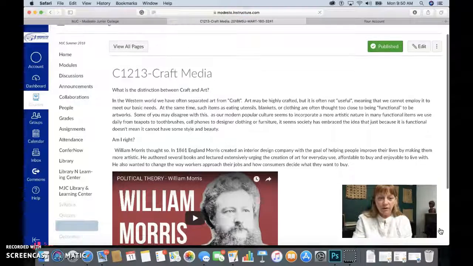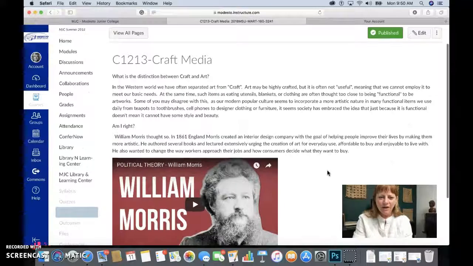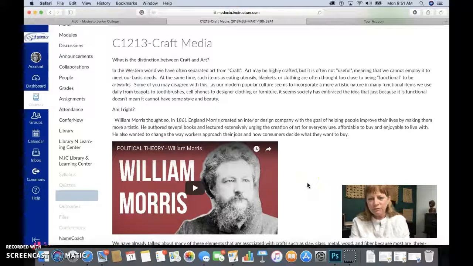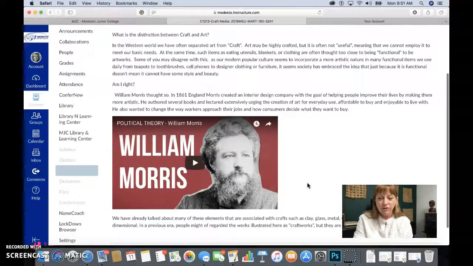Craft media. What's the distinction between craft and art? You know, sometimes people are offended if you call their art craft, or most craftsmen aren't offended if you refer to their craft as art, but it always works the other way somehow. Anyway, and then this is some political theory about William Morris. William Morris was a designer of wallpaper, furniture. He had distinctive ideas about the way we should live and how things should only be in our house that are beautiful and functional. And so I've included a video there.